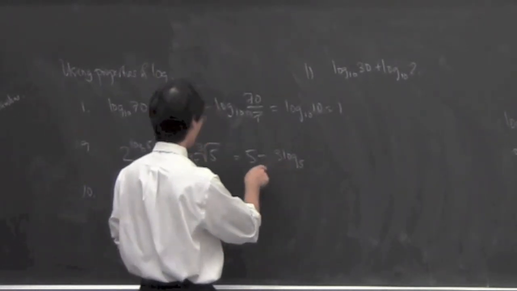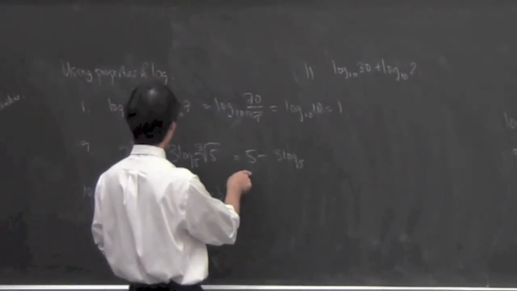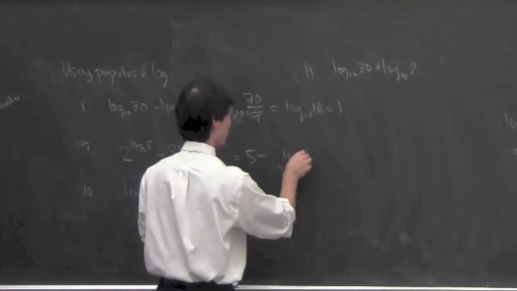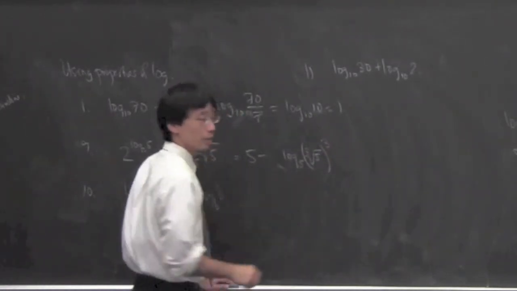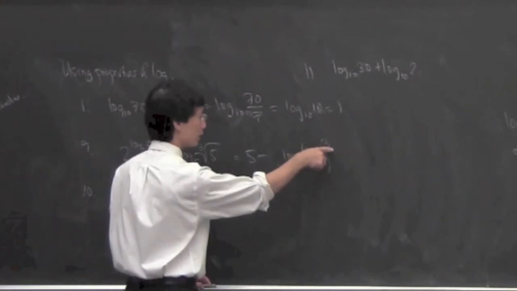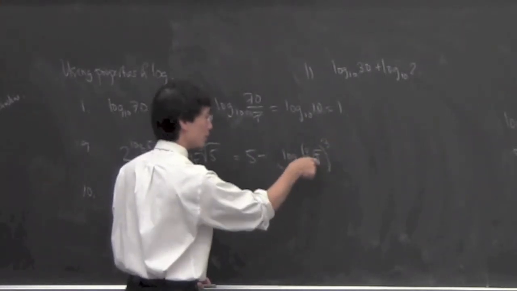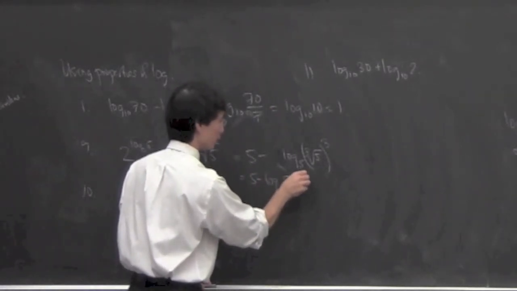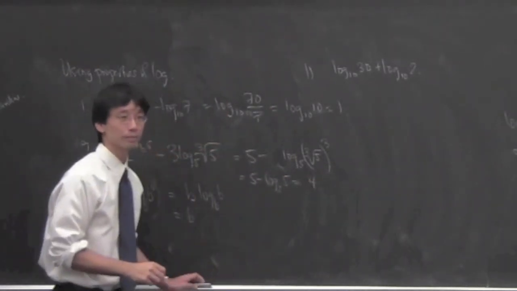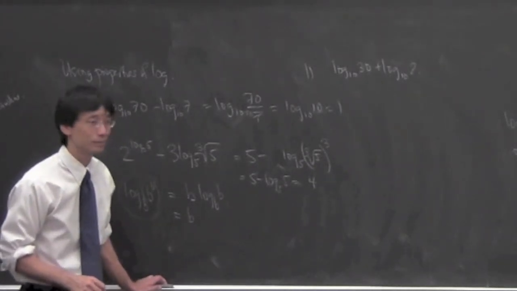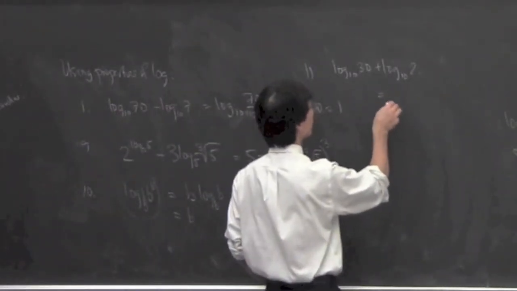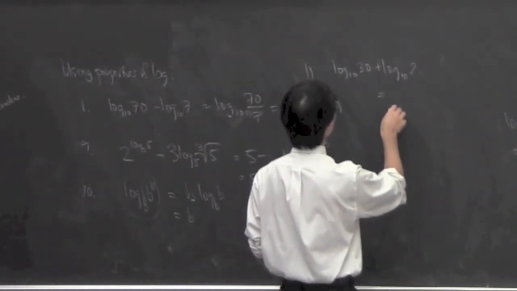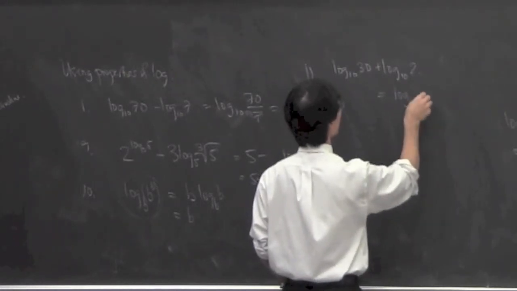Okay, so here you can put the 3 back into the exponent, right? The 3 and the root 3 cancel, and you get 5 minus fancy looking 1, which is 4. And the last one would just be log base 10 of 30 times 2, which is log base 10 of 60. Is that it? Yeah.